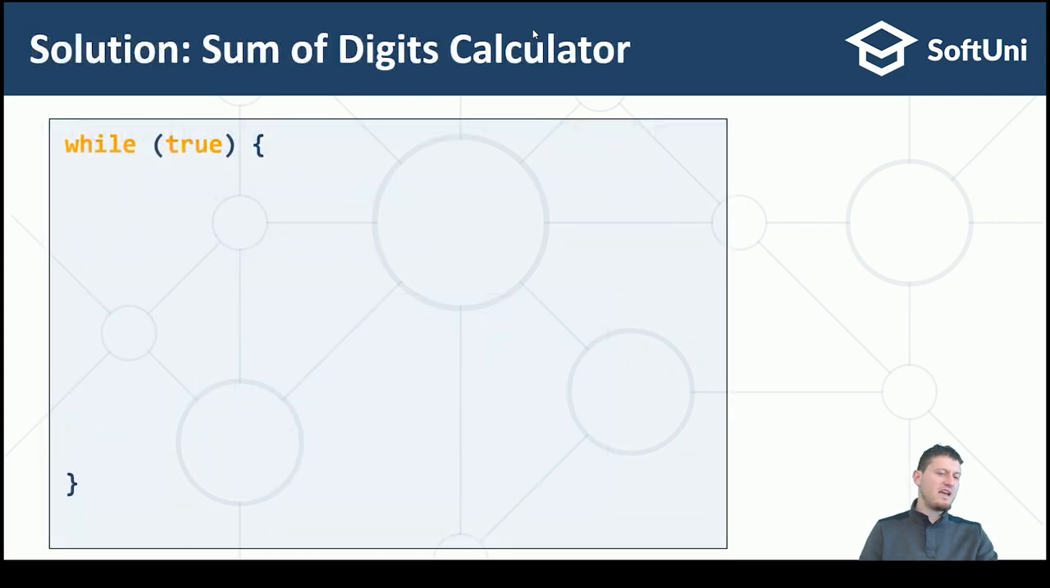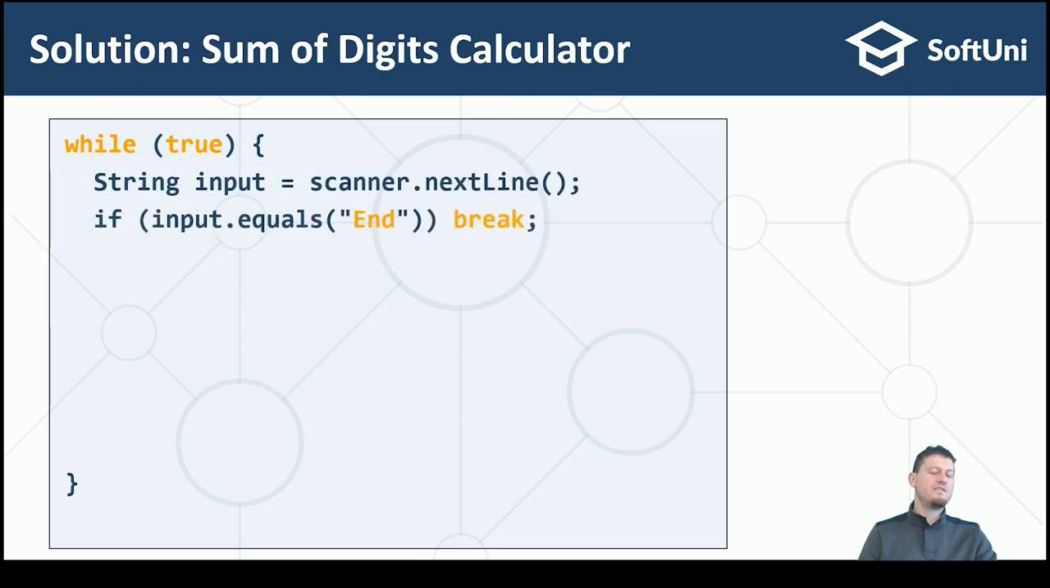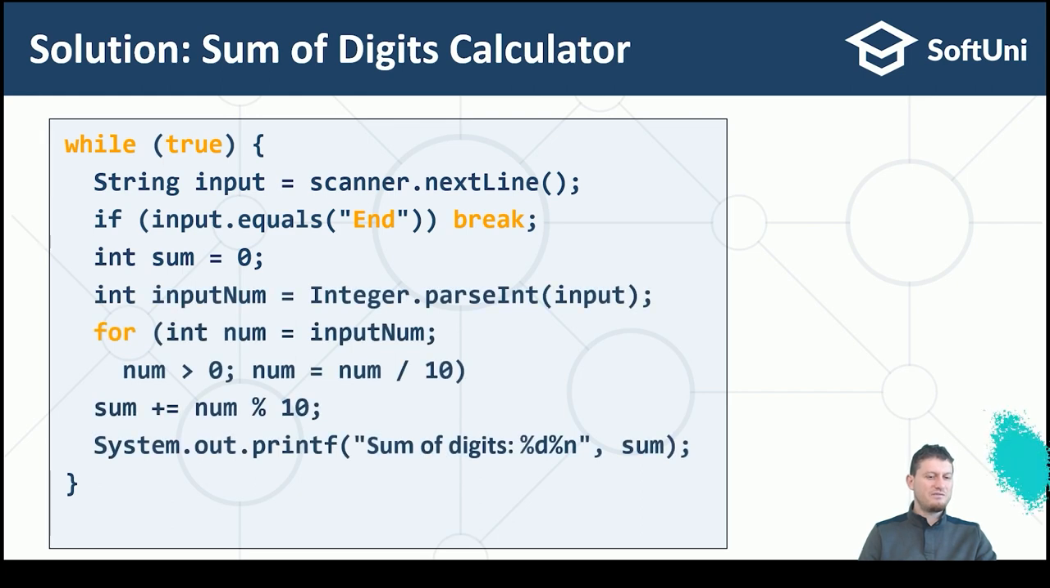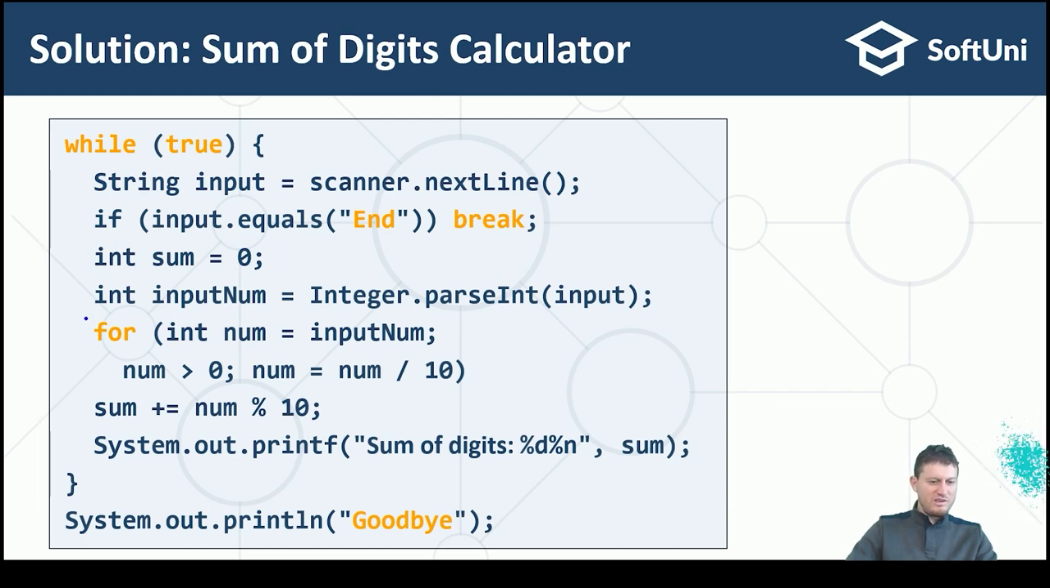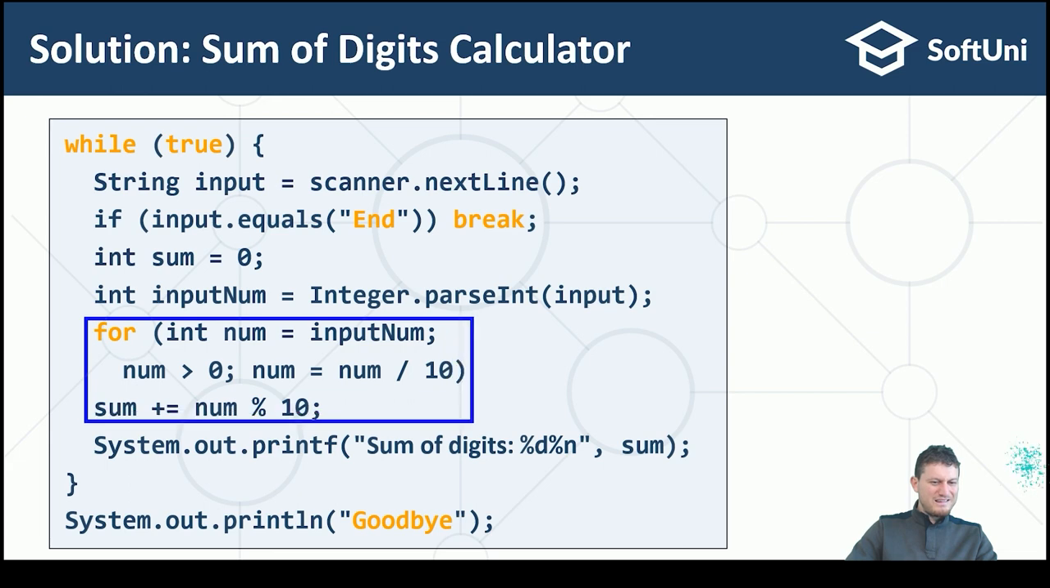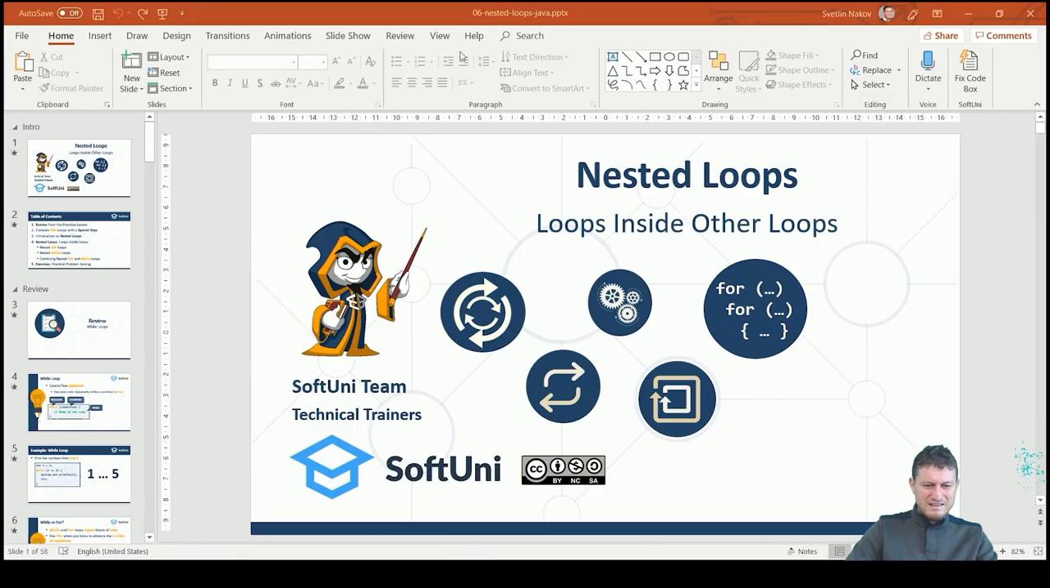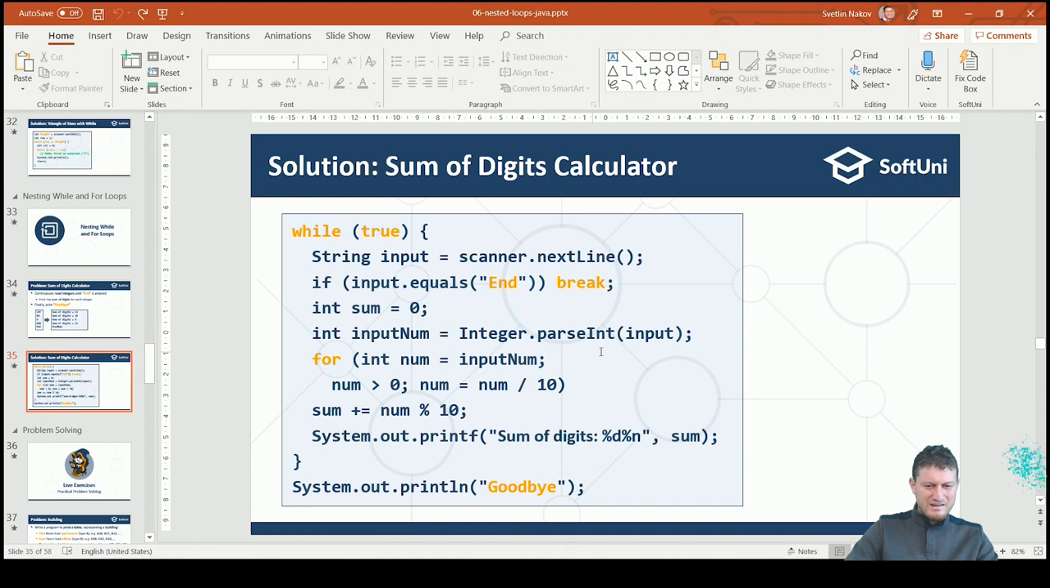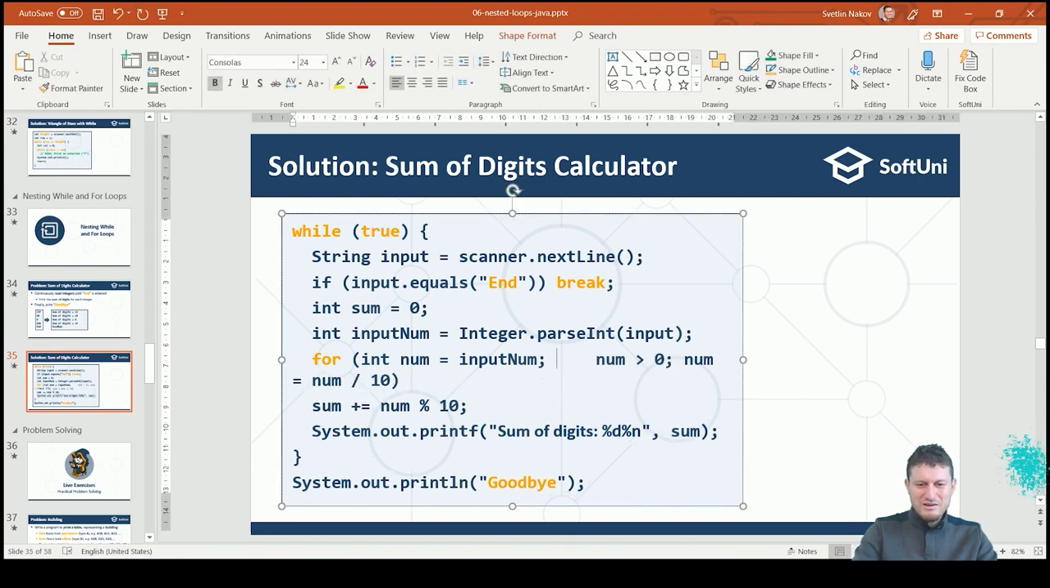Let's see the solution I had in mind before the start of this lesson. While true, read the next one. If it is end, break. Later, calculate the sum of digits, like I have shown you. And finally, print goodbye. Here, the calculation of the sum of digits is a little bit more interesting, a little bit more tricky. But generally, it should be like this.